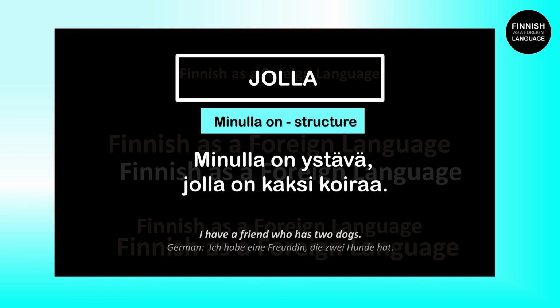Let's go step by step. Minulla on ystävä means I have a friend. Here we have the minulla on structure. Jolla on 2 koiraa means who has 2 dogs. So let's repeat again. Minulla on ystävä, jolla on 2 koiraa. I have a friend who has 2 dogs. So here in this example we use jolla because of the concept of the minulla on structure.